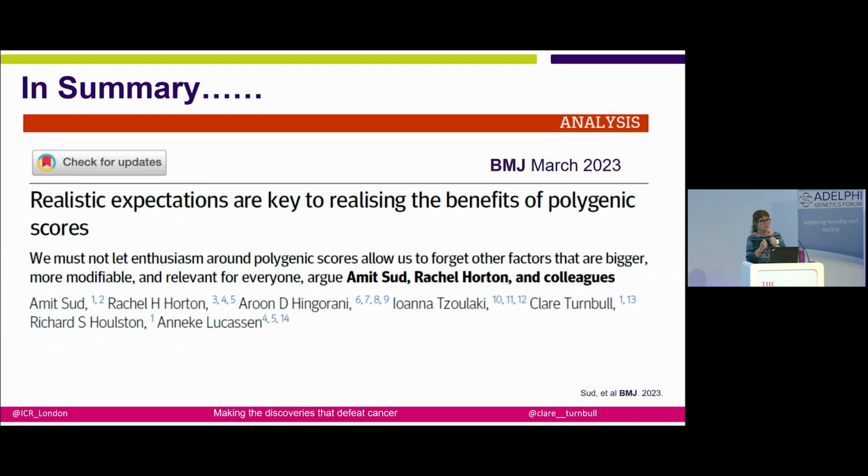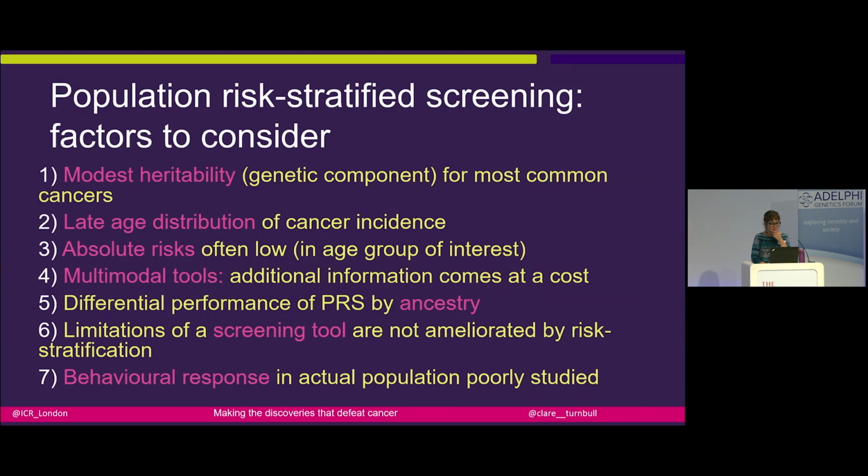This was Annika's title, and it sums it up from our BMJ analysis piece: realistic expectations are key to realising the benefits. I think if people make these extraordinary claims, you end up with this very polarised argument. If you recognise they will do a bit and try and figure out whether that bit is useful or not, that is a much more sensible starting place.